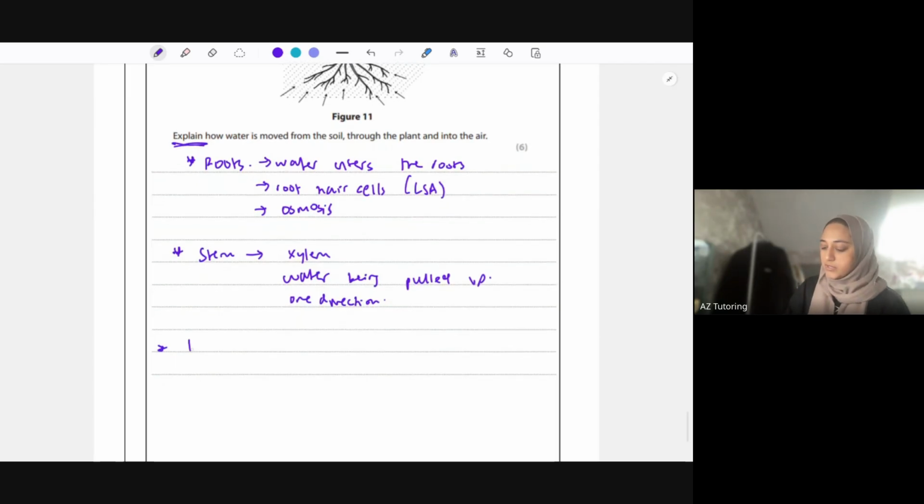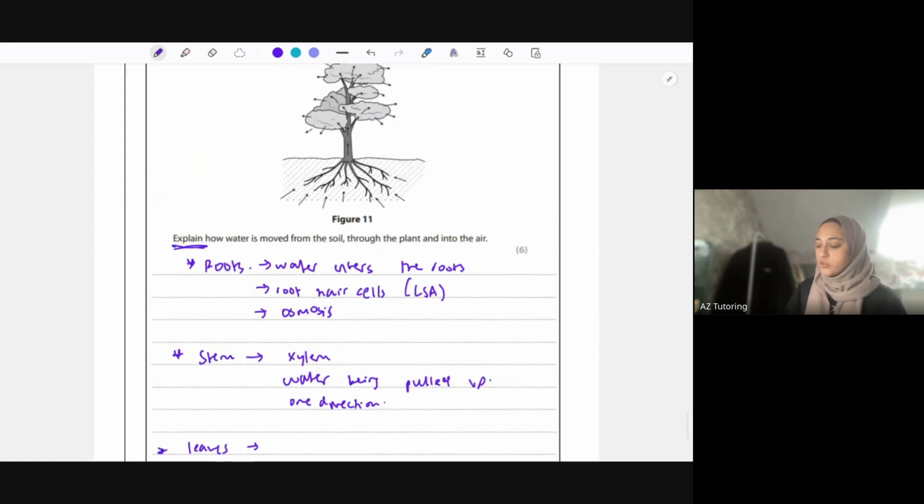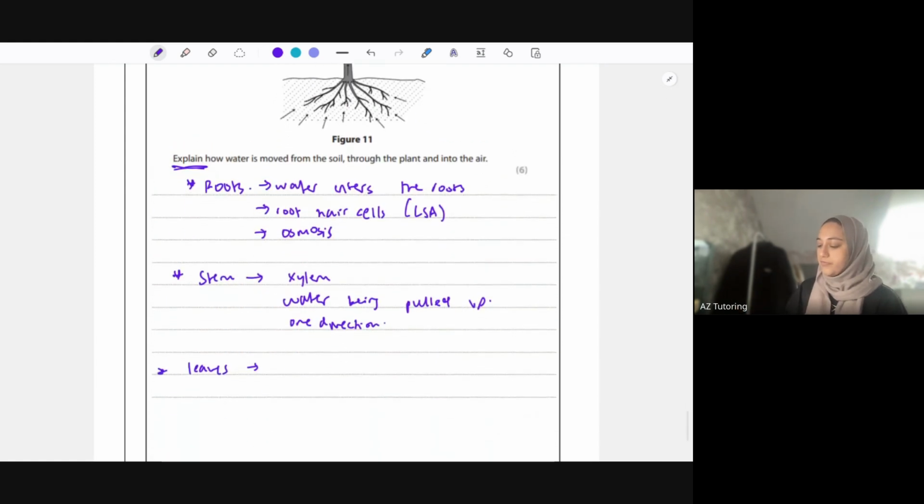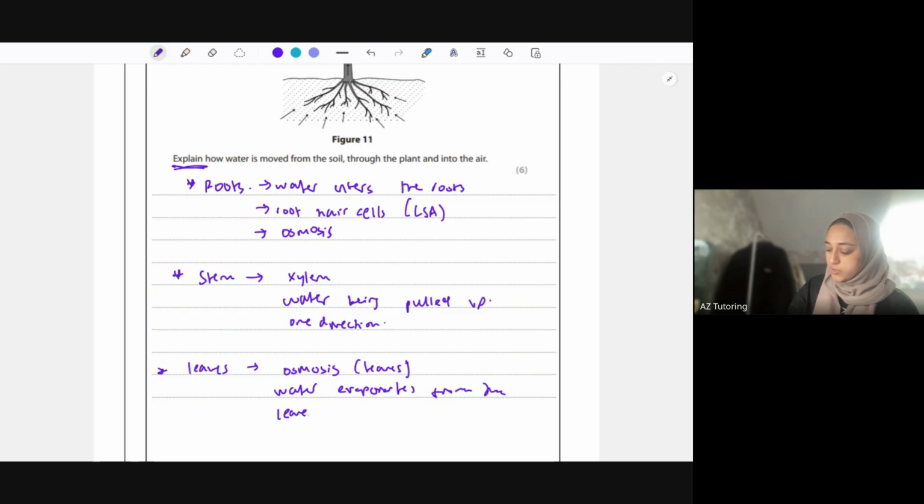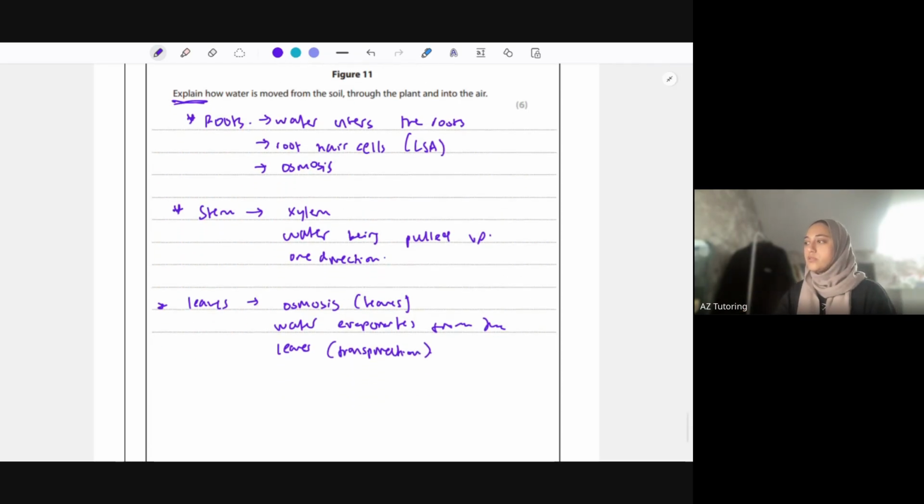And then after that, it's the leaves. Where it's going to now, it's escaping the leaves. So first, it's getting into the leaves by osmosis, from the xylem into the cells. And then you would talk about how water evaporates from here. So water evaporates from the leaves, and you should know that this process is called transpiration. So you're speaking a little bit about transpiration here, water leaving the leaves.